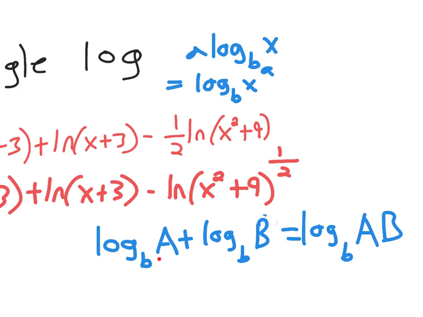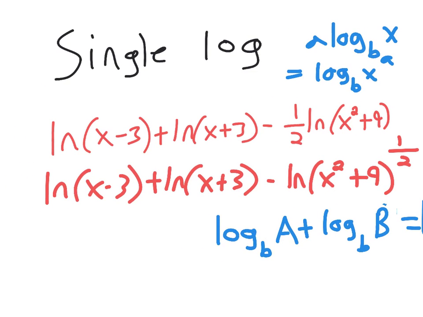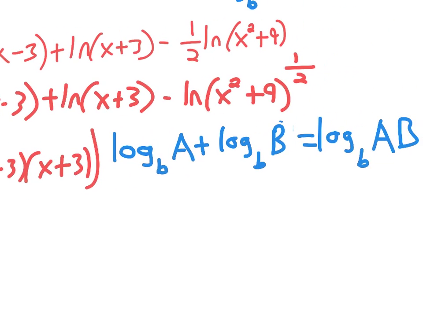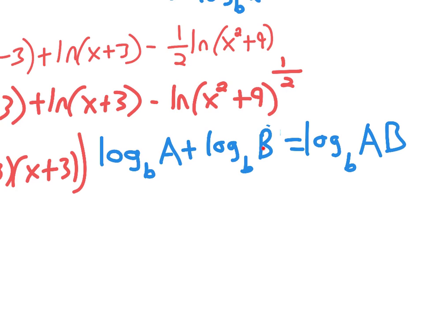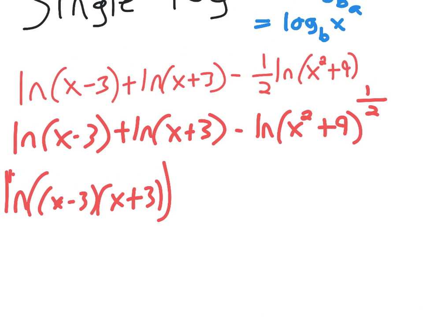Log of base b of some number a plus log of base b of some number b is equivalent to the log of the same base with a times b. In this case, we have an a, b, and a c. This could be our a, this could be our b, so let's rewrite it. Now this is my a and this is my b, just like we saw in blue over here. We have a plus b, so we can rewrite it as a times b.